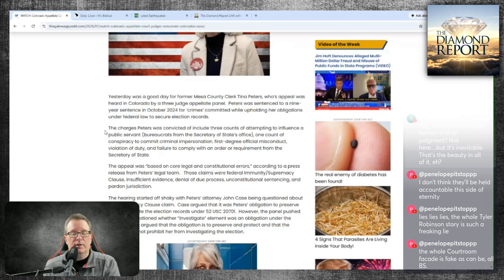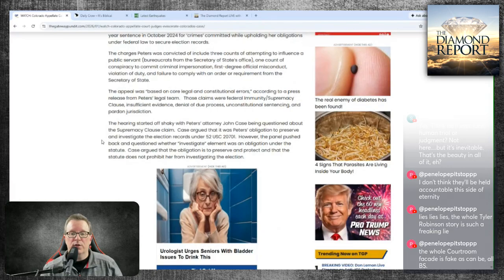The crimes that Peters was convicted of include 3 counts of attempting to influence a public servant, which were bureaucrats from the Secretary of State's office, 1 count of conspiracy to commit criminal impersonation, first-degree official misconduct, violation of duty, and failure to comply with an order or requirement from the Secretary of State. The appeal was based on core legal and constitutional errors, according to a press release from Peters's legal team. Those claims were federal immunity, supremacy clause, insufficient evidence, denial of due process, unconstitutional sentencing, and pardon jurisdiction.